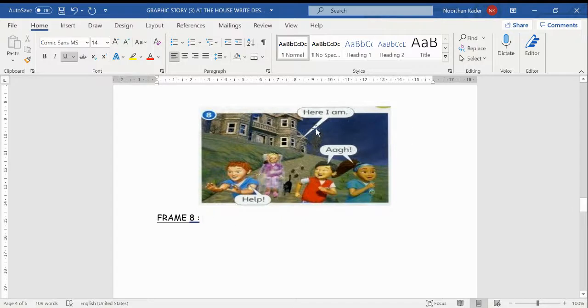So frame 8, "Here I am, help." Misty is telling them she's out of the big old house, and these super friends are scared. So this has got nothing to do with any description. There is also no description in frame 8. Okay.